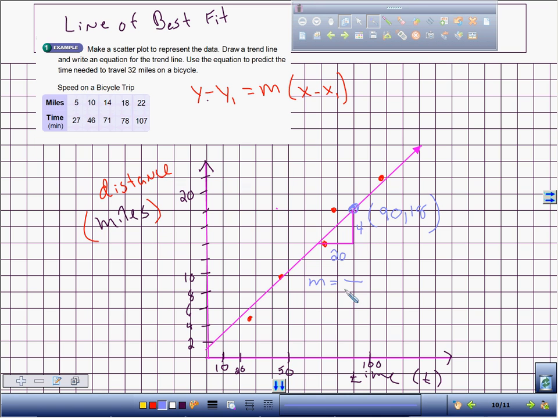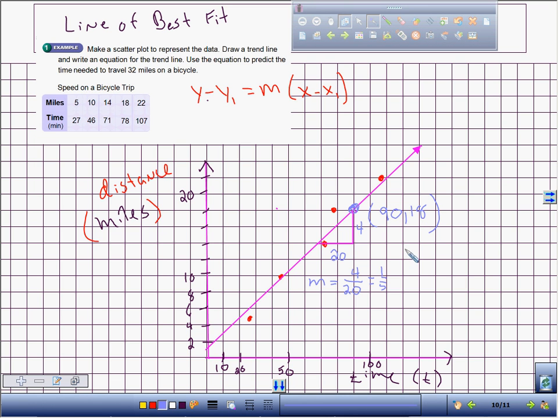Rise over run. What's my run? 20 is my run. 4 is my rise. I could reduce that to what? 1 over 5, right? So now I have a slope. I have a point. I can plug those into my equation.